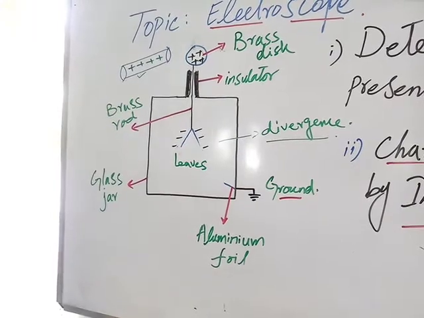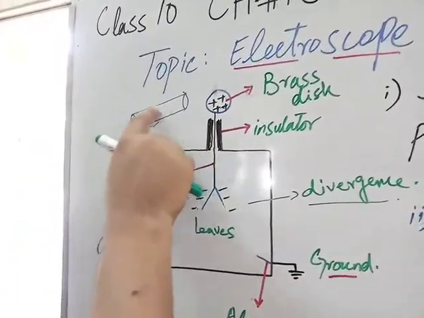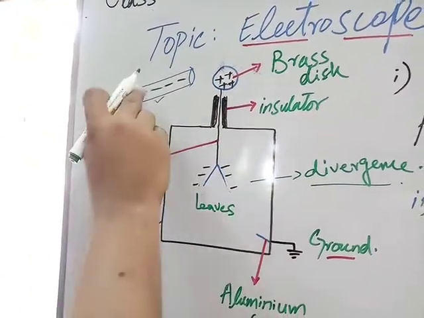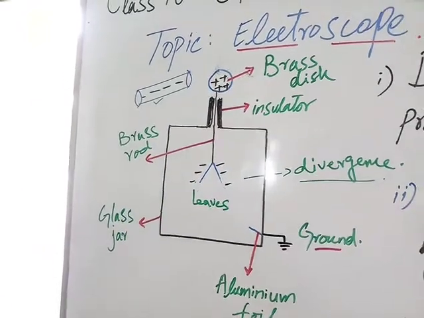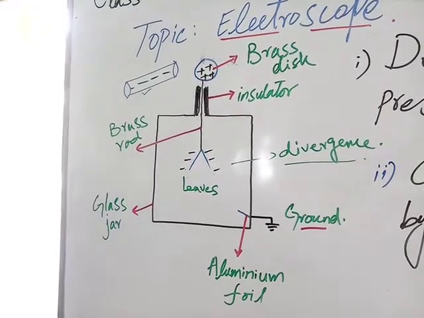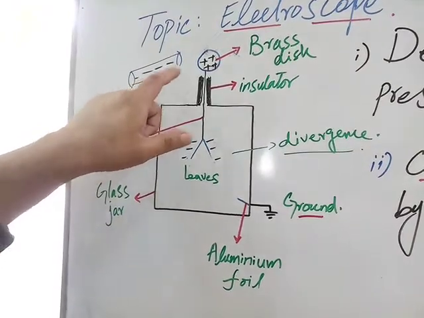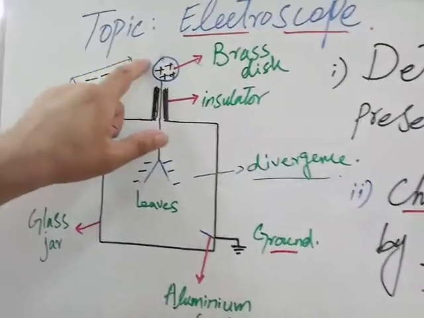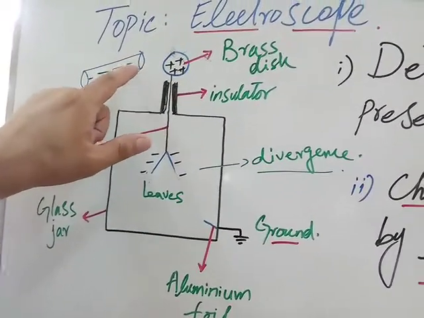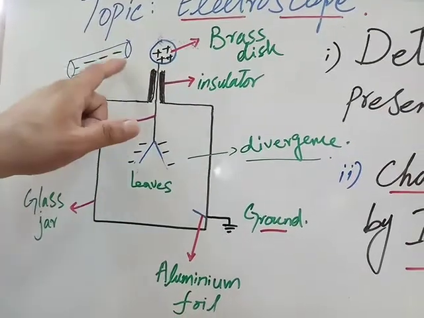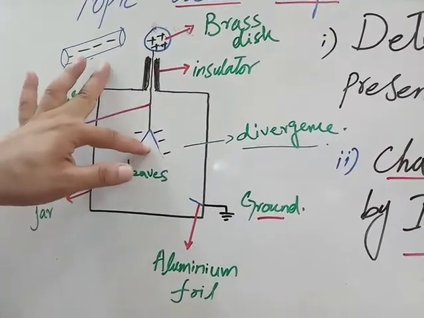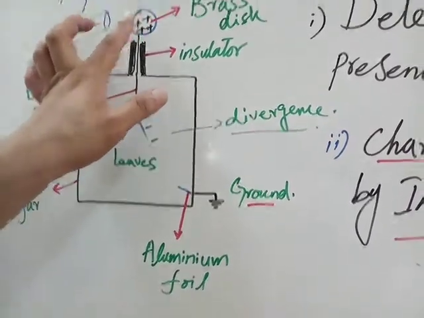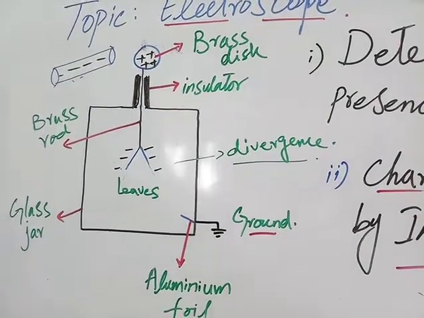So for this purpose, by electrostatic induction, we want a negatively charged body which we bring close to the brass end. If we bring a negatively charged body to the electroscope, by electrostatic induction, unlike charges will be produced near end. The near end will produce unlike charges, and the far end produces like charges. So on the leaves, like charges are produced, and on the brass disc, unlike charges will be produced.